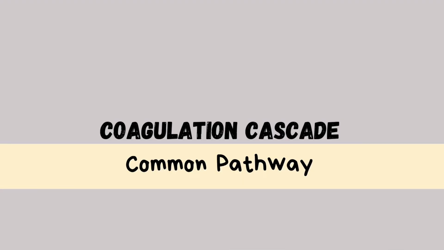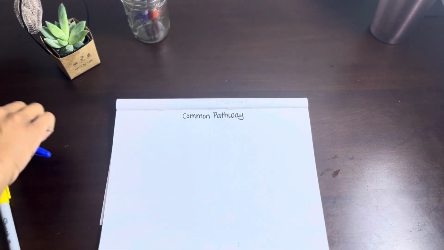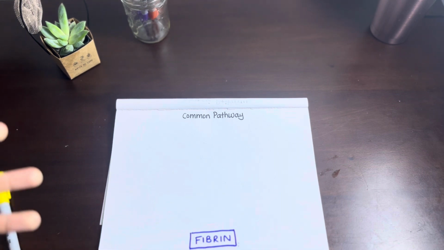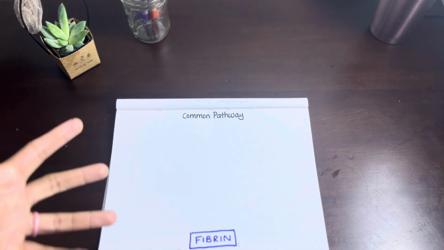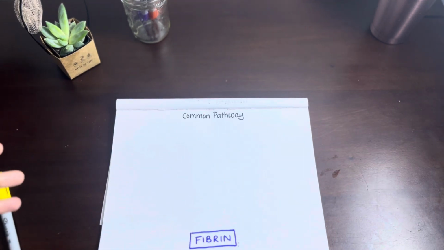Now let's take a look at the common pathway. So now we're going to look at the common pathway. And the whole point of the common pathway is that we want to generate these strong fibers called fibrin. And that fibrin is going to go back to our site of injury and reinforce that loose platelet plug that we created. That will give the body more time to hold that clot in place so it can heal the tissue around it without hemorrhaging out.